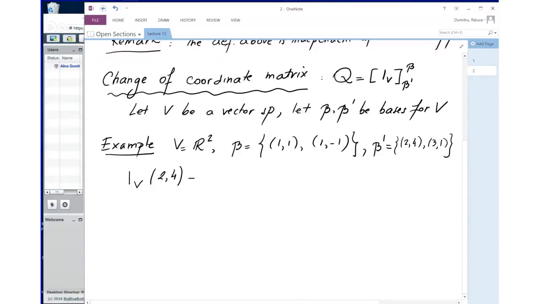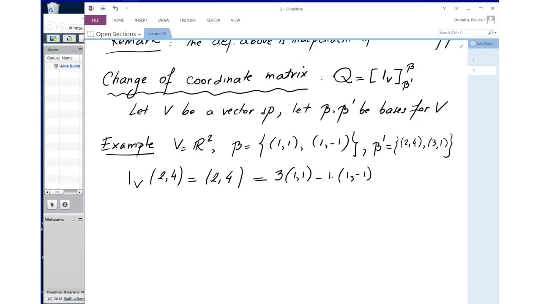Well, it's the identity transformation. Nothing changes. So applying it to 2, 4 gives 2, 4, right? But it's asking me to go from beta prime. So I took 2, 4, and 4 has to be expressed as a linear combination of the vectors. So what is that linear combination? I have it here. You don't have to think too hard. It's 3 times the vector 1, 1, minus 1 times the vector 1, negative 1. That will give you 2, 4.